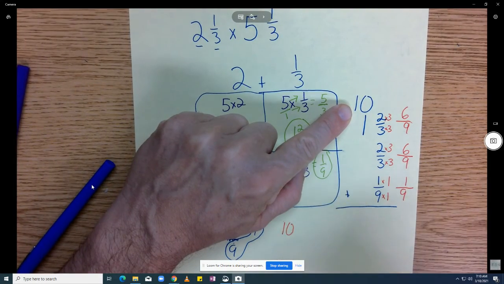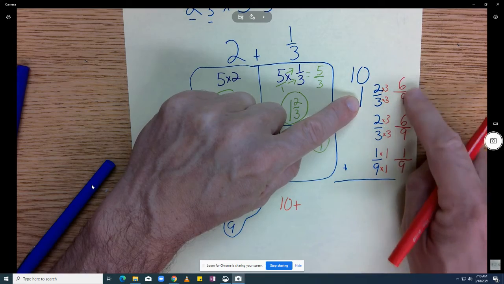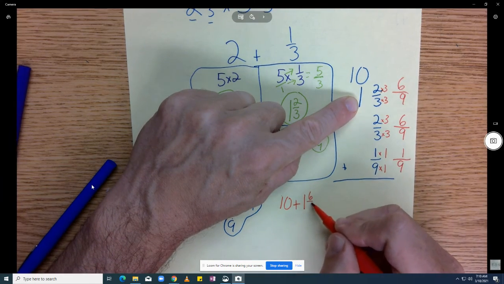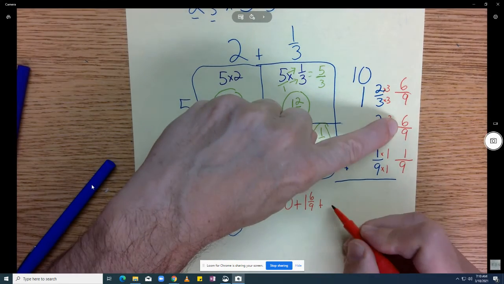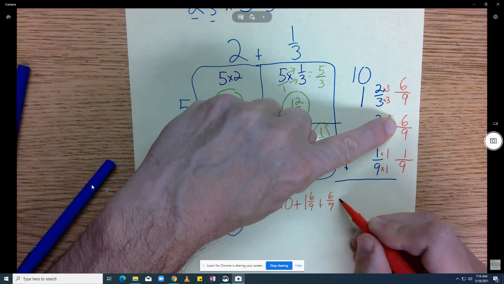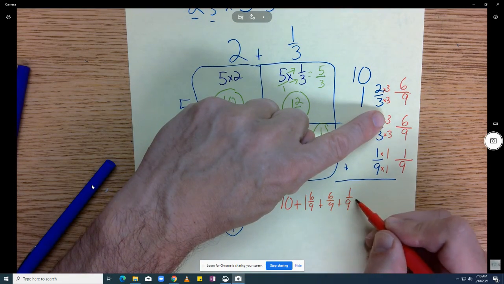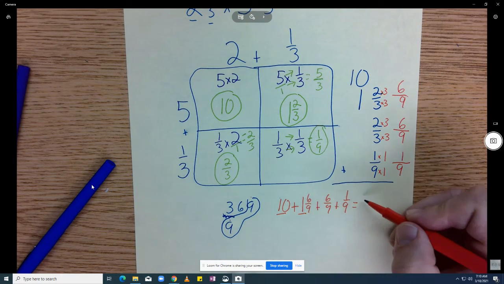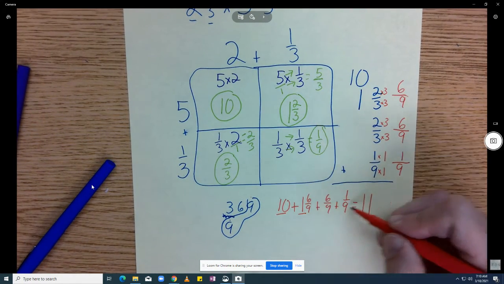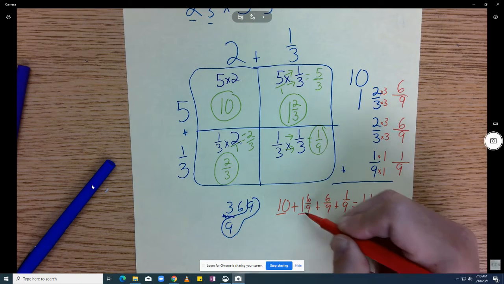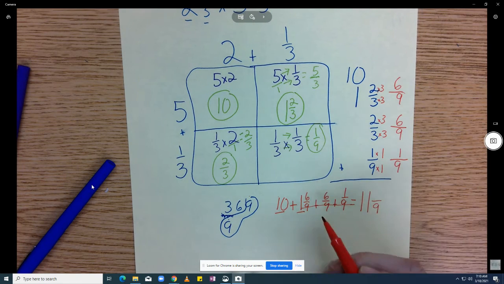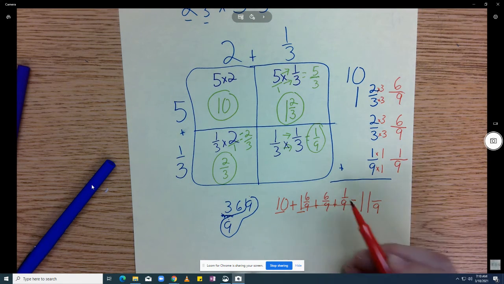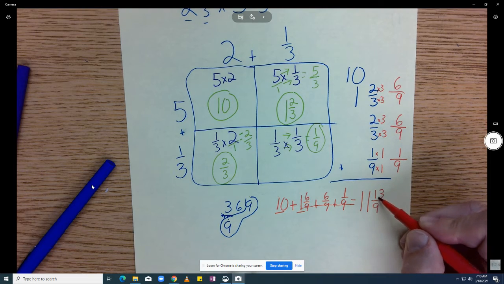So what are our new numbers? 10 plus 1 6/9 plus 6/9 plus 1/9. What does all that equal? Let's see. 10, 11 are my whole numbers. The denominator will stay the same, 9, right? That just goes straight across, 9. And then 6 plus 6 is 12, plus 1 is 13, 13/9.